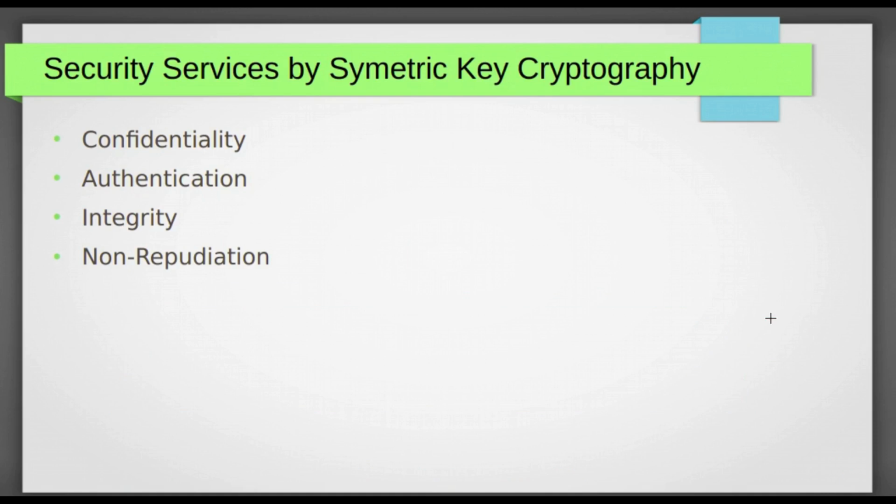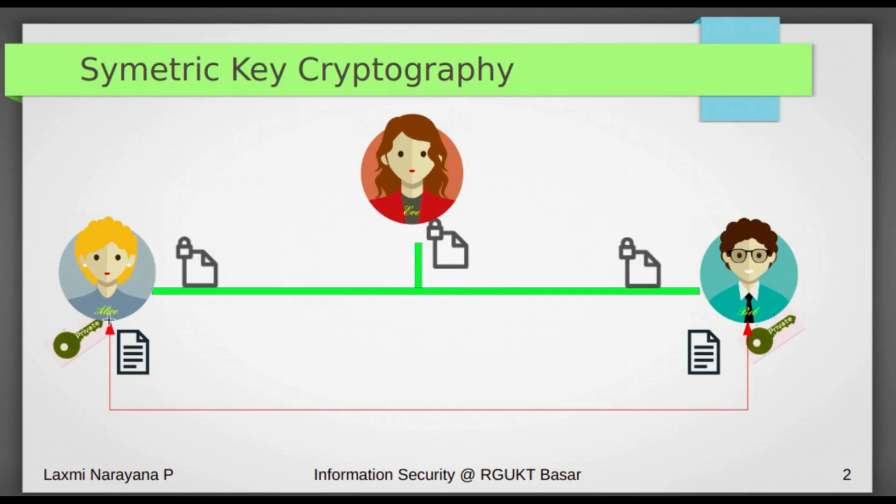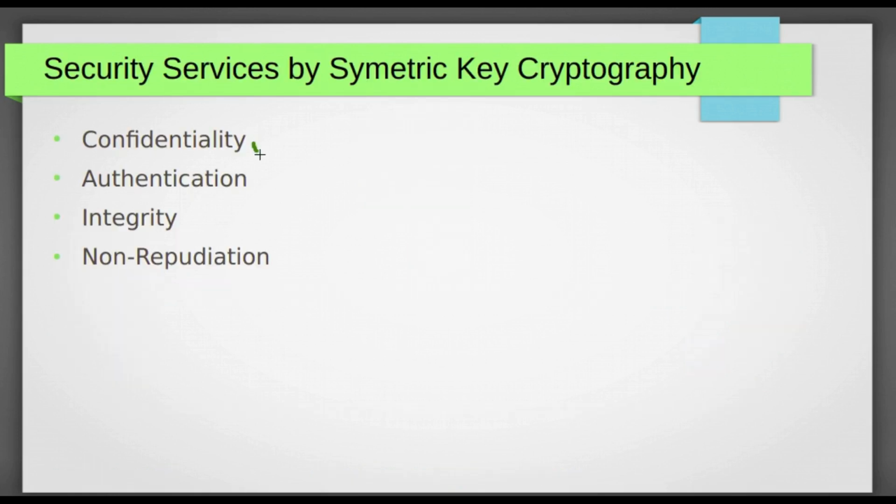Let's see the security services provided by symmetric key cryptography. Here, the sender will encrypt the message and send that encrypted message over the unsecured network. Because this is encrypted, nobody within the network can read it. This means symmetric key cryptography will achieve confidentiality. Regular symmetric key encryption with a shared key does not provide integrity, authentication, and non-repudiation.